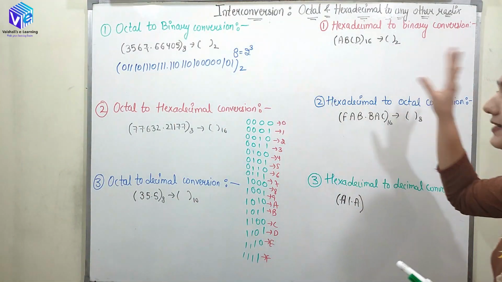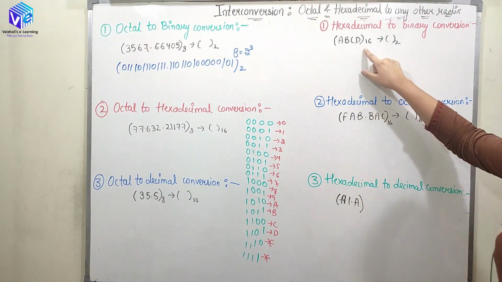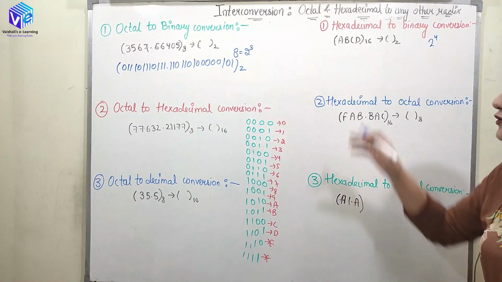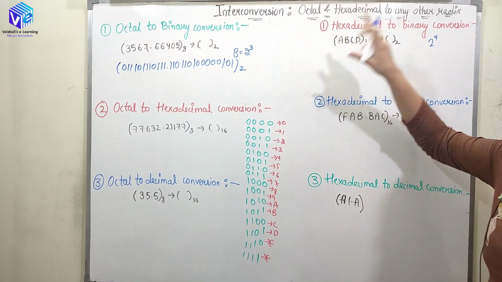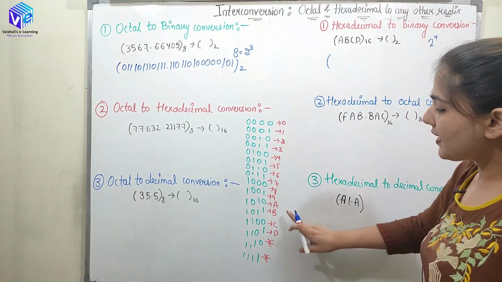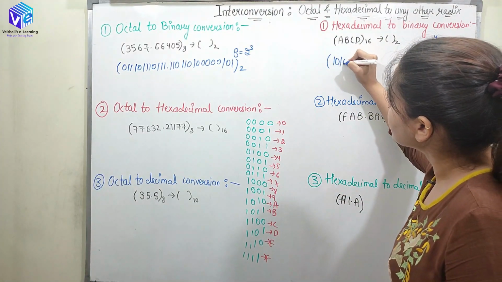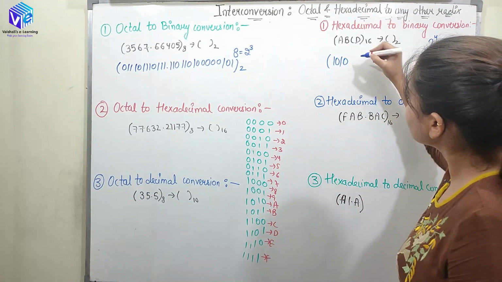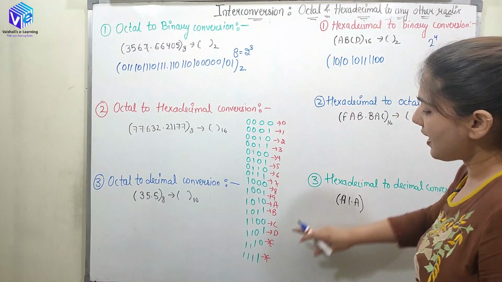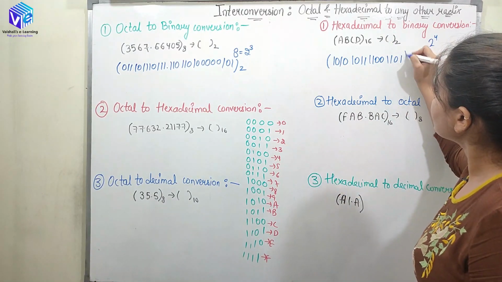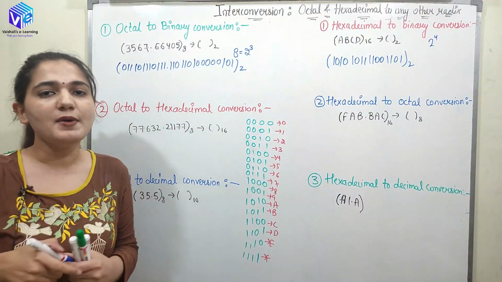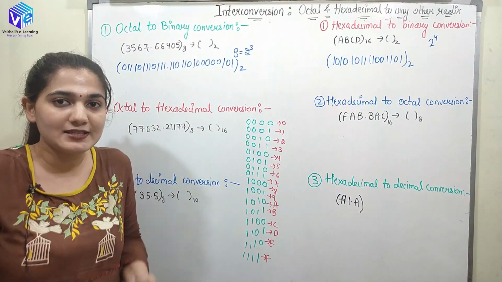Again, now from hexadecimal to binary. Here the hexadecimal number system is represented as 2 raised to power 4, so each digit in hexadecimal represents 4 digits in binary. Here we have A, which is 1010. Then B is 1011. C is 1100, and D is 1101. So this is how we can do the conversion from octal or hexadecimal to binary. It was that easy, right?